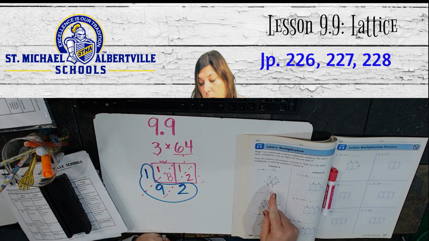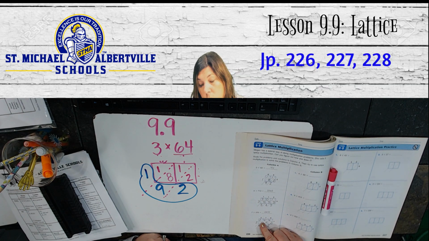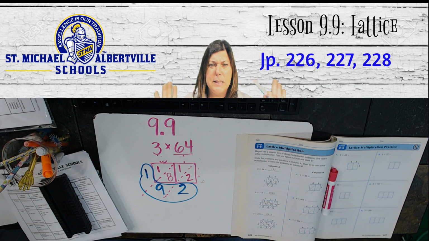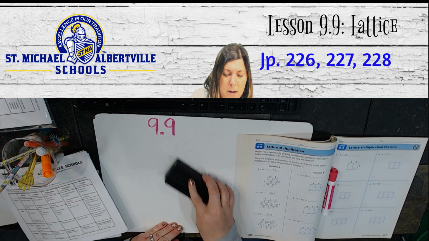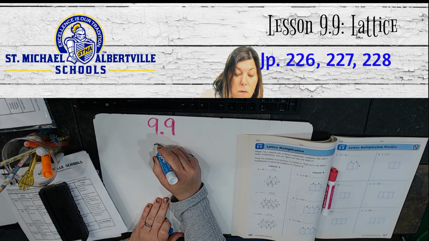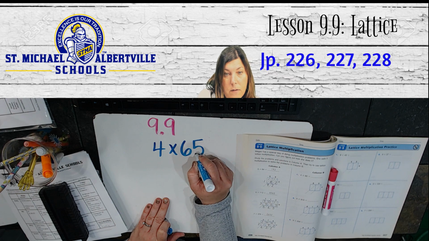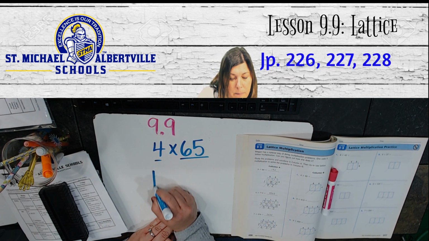Now here they give you a 3-digit problem so you can see it. You can refer to it. Your parents are going to be like, this is crazy. I know it's crazy, crazy fun, people. All right, so let's do number 1. Number 1 says 4 times 65. Okay, I'm going to draw my lattice boxes. It's a 2 by 1.